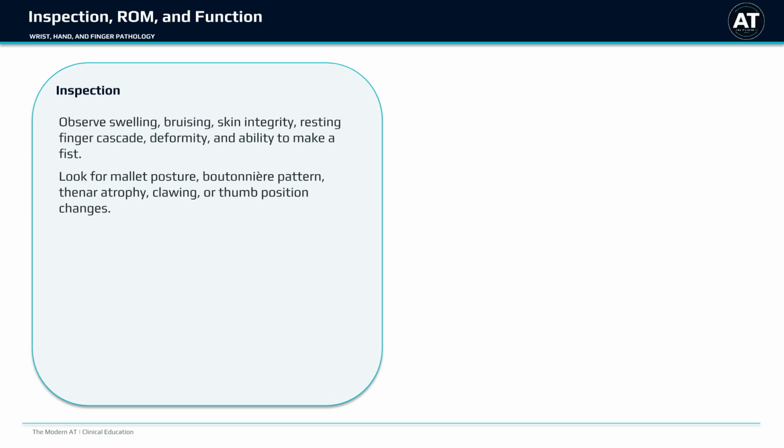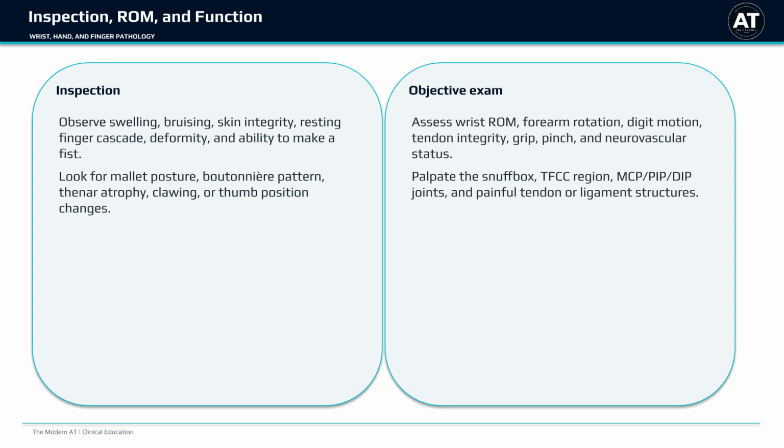Observe swelling, bruising, skin integrity, deformity, and the resting finger cascade. Look for mallet posture, boutonniere pattern, thenar wasting, clawing, thumb position changes, rotational deformity, or a finger that does not line up when making a fist. Then assess wrist motion, forearm rotation, digit motion, tendon integrity, grip, pinch, and neurovascular status.